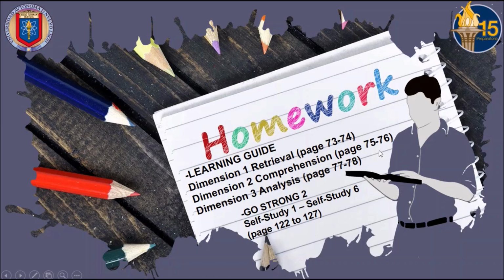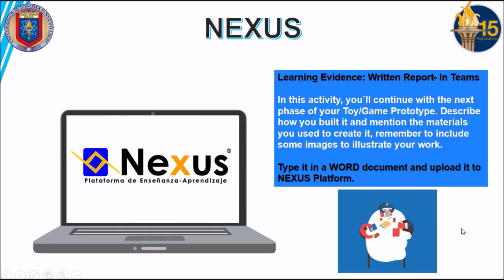Well, for the last part, don't forget to answer the homework in your learning guide to complete with the learning process. You need to answer the dimension 1, dimension 2, and dimension 3. Here you have the pages. And in your Go Strong, you need to complete the self-study 1 to self-study 6. There you have the pages for you to practice the topics we already covered.